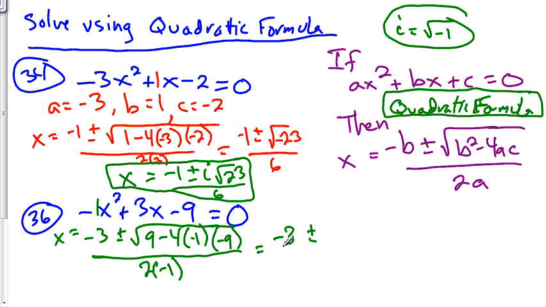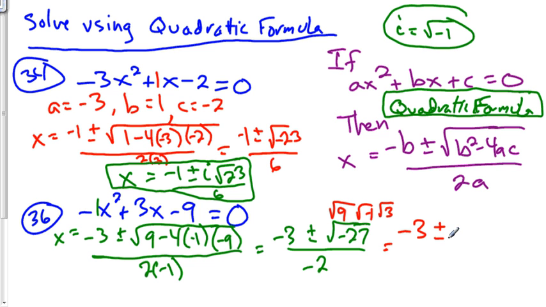So I have 9 minus 36, that's going to be negative 27, all over negative 2. I do know there's a perfect square that goes into negative 27, and that's going to be 9. So I'm going to break this down to the factors of 9, square root of negative 1, and square root of 3. So this is going to be negative 3 plus or minus 3i square root of 3 all over 2.